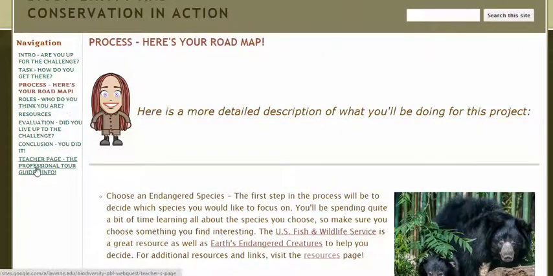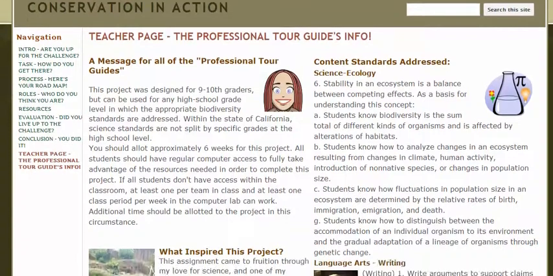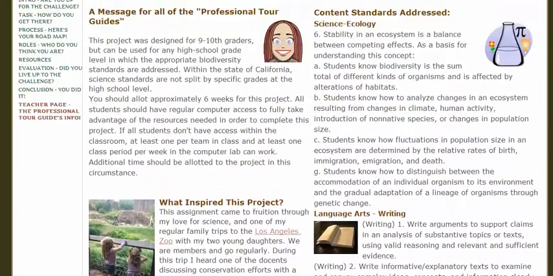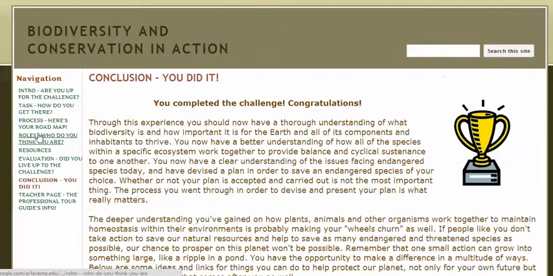Let's take you to the teacher page. Right here you can see all of the science and language arts standards that are addressed. We're letting you know that this is focused for 9th to 10th graders, and we should be allotting about 6 weeks for the project. And lastly, let's take a look at the conclusion page.